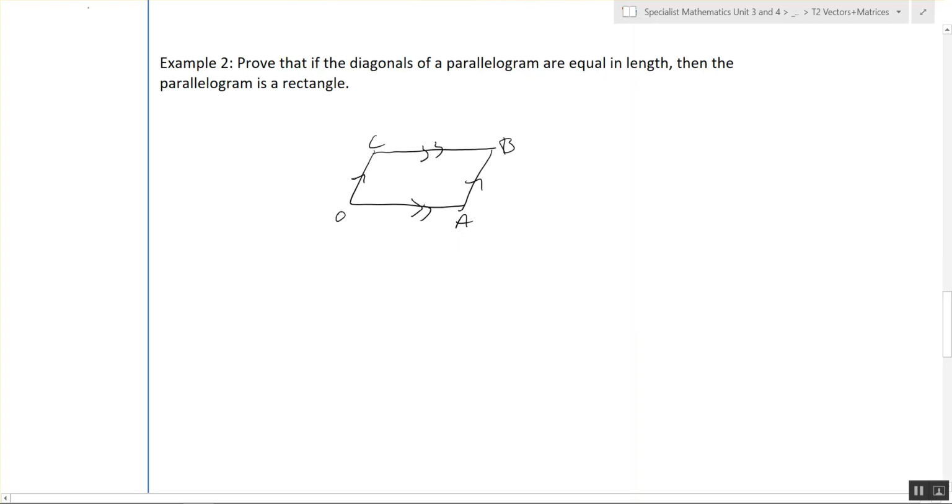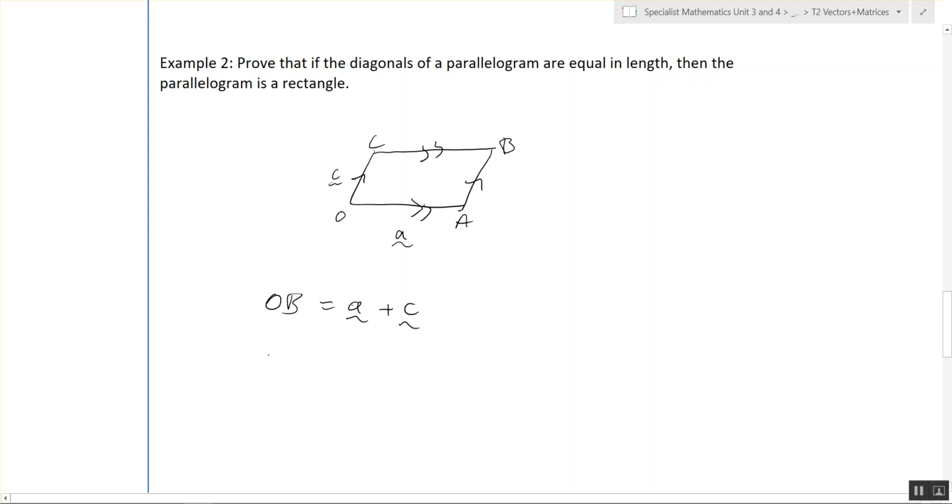Rectangle: we need to start by drawing a diagram. So we have the origin. From the origin to point A is vector a, lowercase. From the origin to point C is vector c, lowercase. So we have two vectors in here. To get from O to B, we do a plus c.